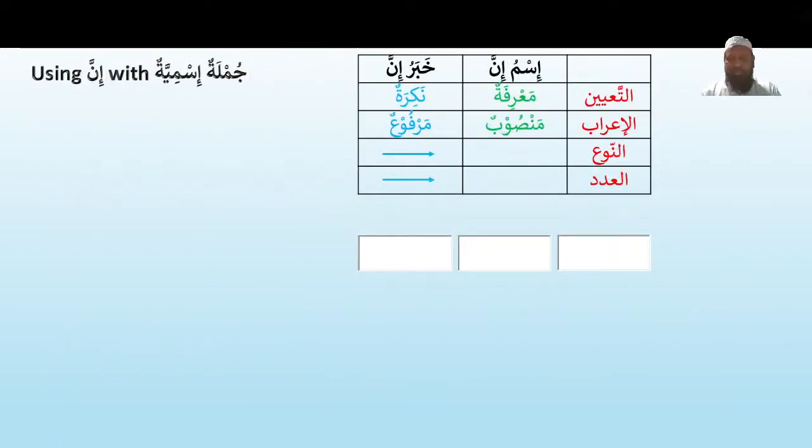Right, let's see some examples here. جملة using إن with جملة اسمية. Let's start the first one using إن. إن comes before جملة اسمية. For these two parts, this will be the مبتدأ, this will be the خبر. It's a جملة اسمية, and إن comes before, at the beginning.